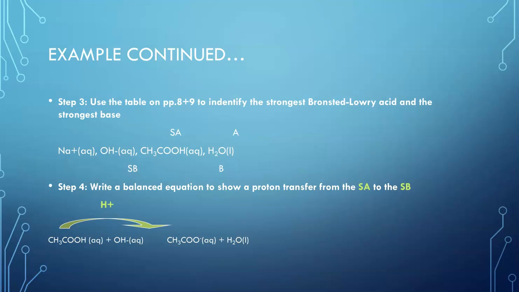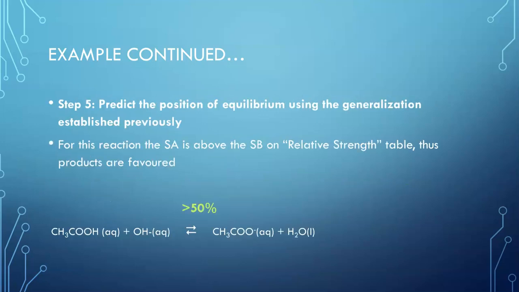The strongest acid appears above the strongest base on the table, so the products are favored. We show this by writing greater than 50% above the equilibrium arrows.